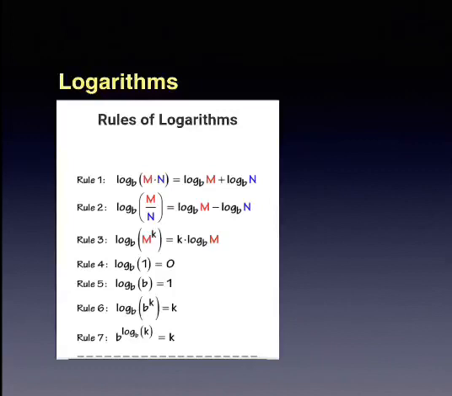When we have a single log in product form, as can be seen, it can be changed to an addition form. Then rule number 2, if a log is expressed in division form, it can also be changed to subtraction form, keeping the same base. As you can see here, the base is b throughout. Then we go to rule number 3.